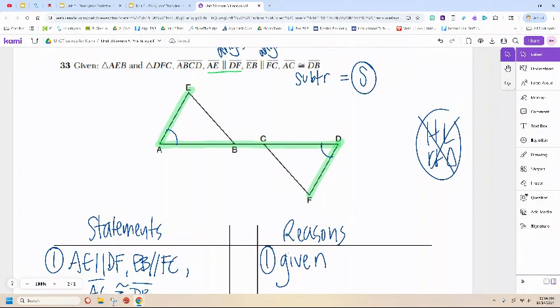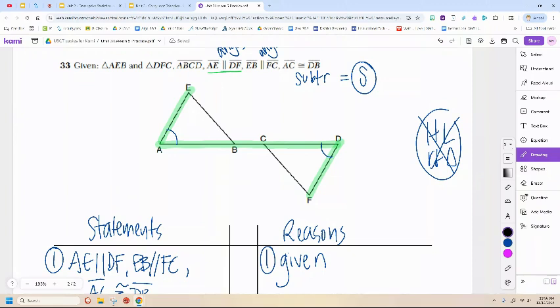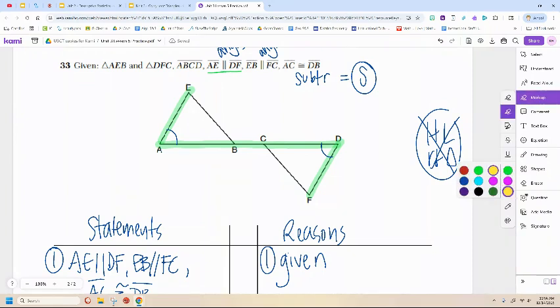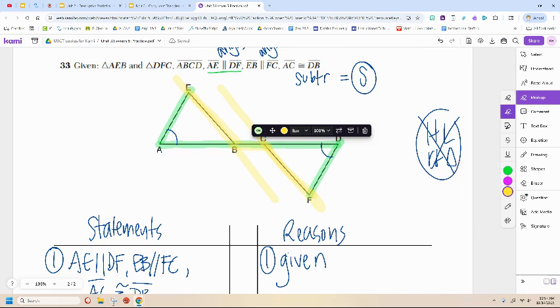Now, I might want a different color highlighter. Now, I'm going to make this line. This one's harder to see, everyone. EB, CF. Is there a line that goes between them? Yeah, just right here. I'm going to make these lines a little bit longer, hopefully you can see it.